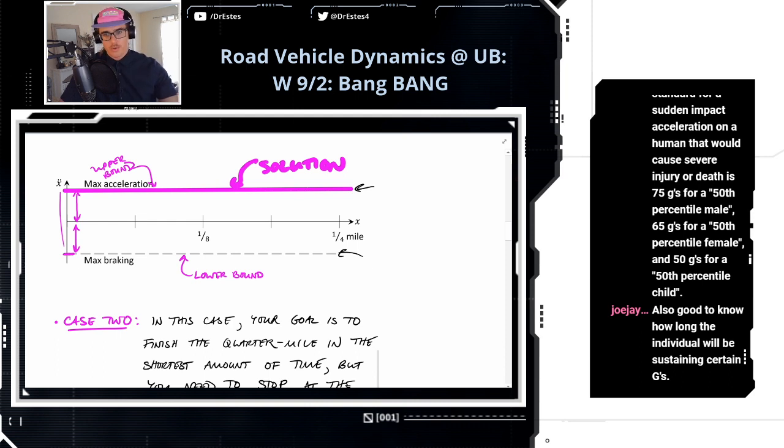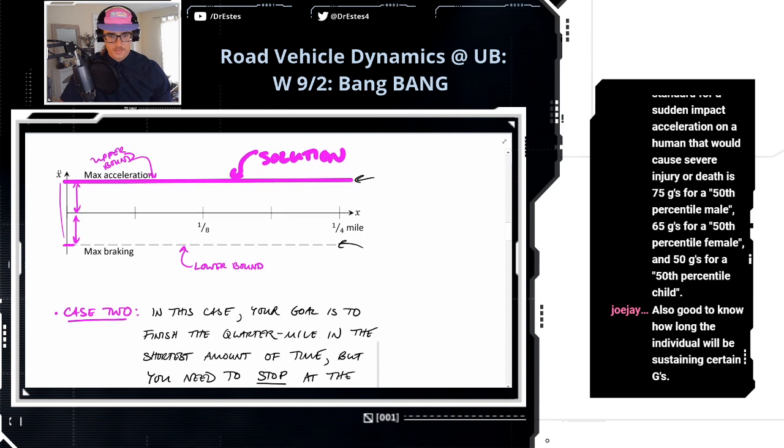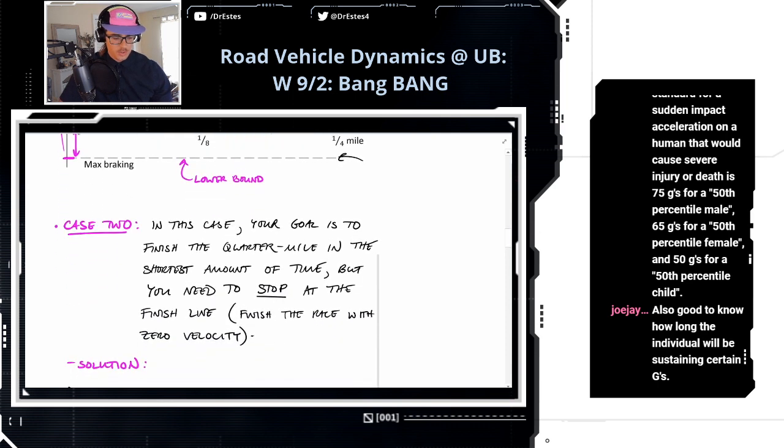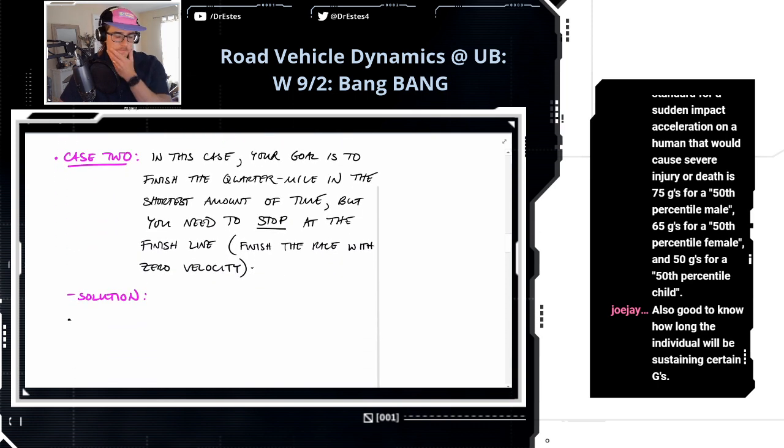Yeah, it's also important how long you're sustaining those G's. Okay, let's get into a little more interesting case. Okay, case two. Now your goal is to finish the quarter mile in the shortest amount of time, but you need to stop at the finish line. So you start at rest, you have to finish at rest.